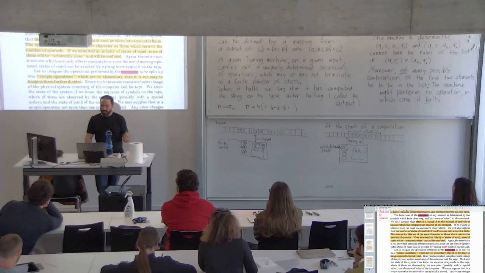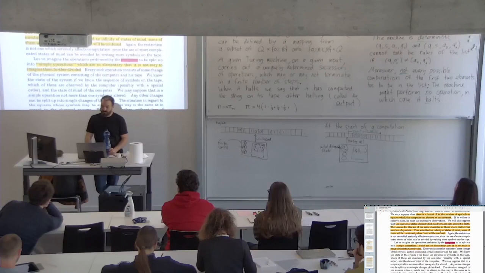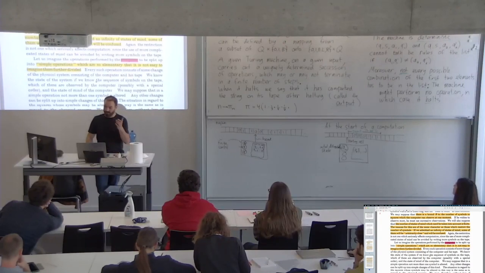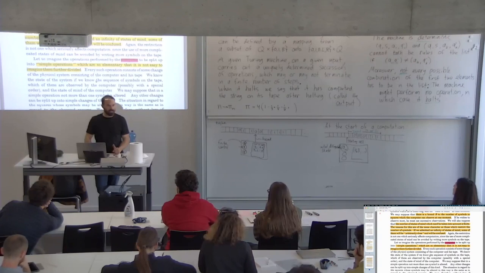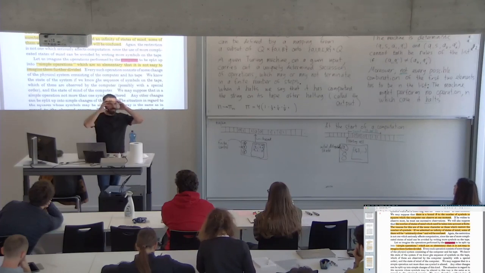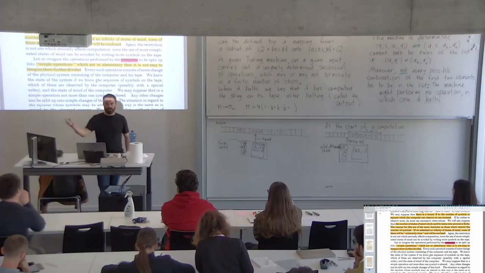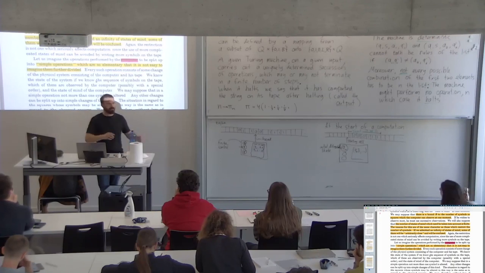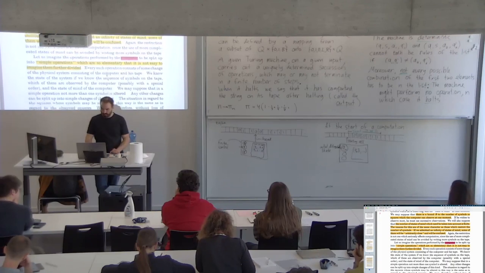And then he goes on to say again, the restriction is not one which seriously affects computations, since the use of more complicated states of mind can be avoided by writing more symbols on the tape. That's something we do. Like if we're about to do very complicated calculations, at some point we might not just keep everything in our mind. We're probably just going to take an extra piece of paper, write down some notes to help us with our computation.